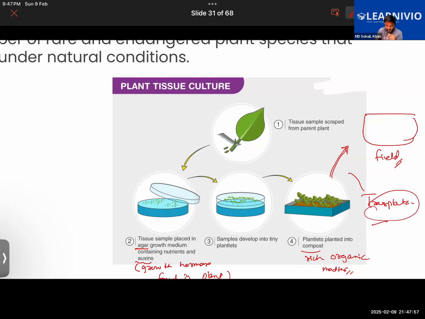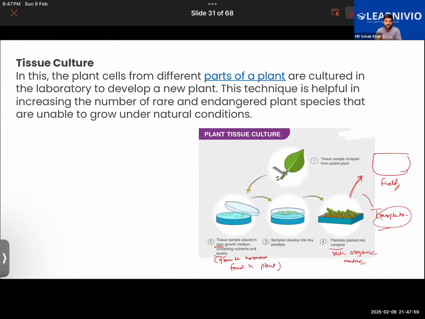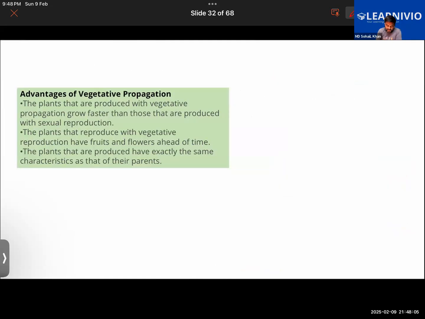Transplantation, that is the thing. So tissue culture is done basically to preserve those rare and endangered plant species that are unable to grow under natural conditions. So that was all about the artificial or the natural vegetative propagation.